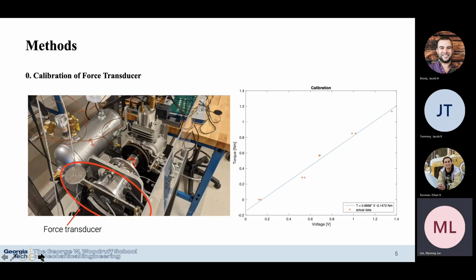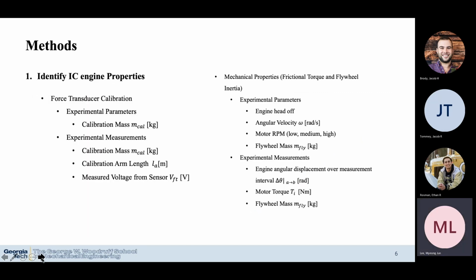The force transducers are calibrated for every run of the lab. This is done by adding weight on the transducer and taking it off again while measuring the voltage and the torque on the transducer. The voltage is used as an input and the torque is used as an output to calibrate it. In order to identify the IC engine, the team had to either measure or calculate certain properties. These are also done on the force transducer and encoder.